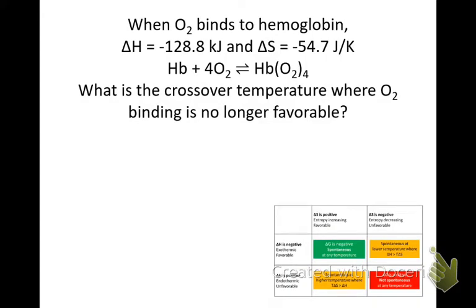So let's think about hemoglobin again. Let's calculate that temperature where oxygen binding to hemoglobin is not favorable. We see here that delta H is negative, so it's exothermic, but delta S is negative, so entropy is decreasing. Entropy decreasing makes sense. We're going from 5 independent particles to 1 independent particle. So this reaction is going to be spontaneous below the crossover temperature.